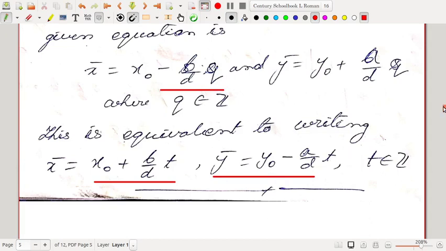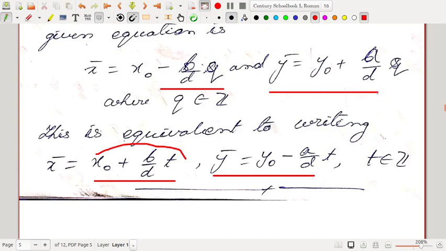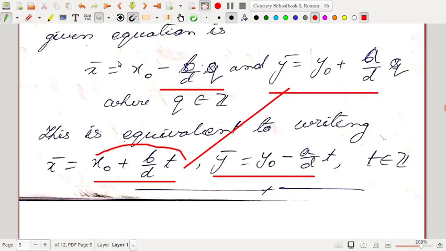You can either use this form or use that form, no problem. But we cannot mix them up. You cannot write x bar equal to x naught plus b by d into t and y bar equal to y naught plus a by d into t. That cannot be done. We have to either stick to this part, or stick to the other part.